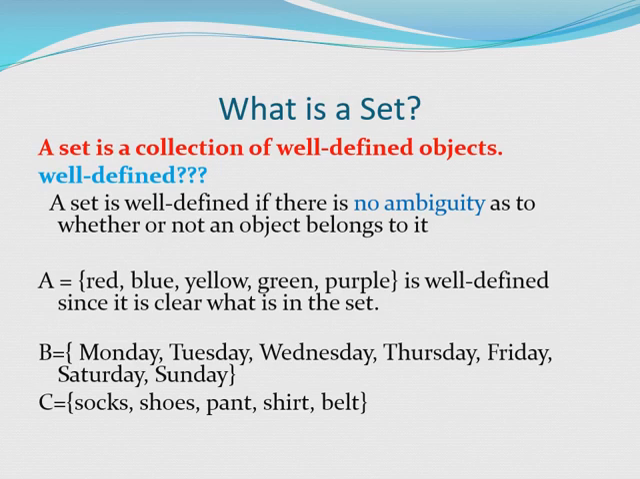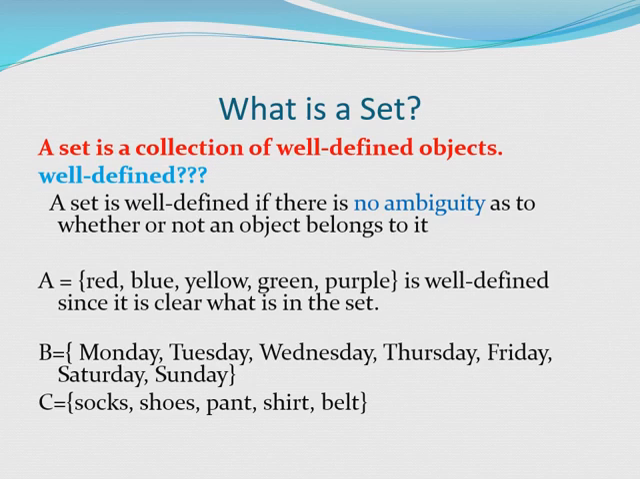Let's begin with what is a set. A set is a collection of well-defined objects. So what do we mean by the word well-defined? Let's be more clear about it. A set is well-defined if there is no ambiguity as to whether or not an object belongs to it. We have a few examples which is going to explain this concept a bit more clearly.